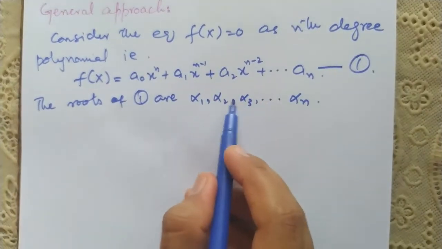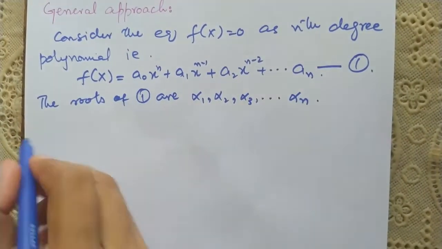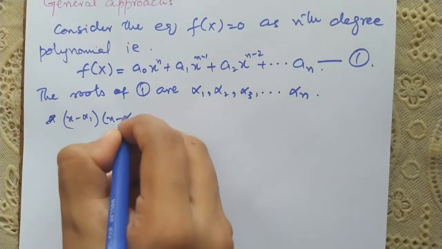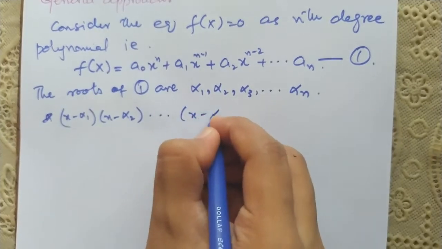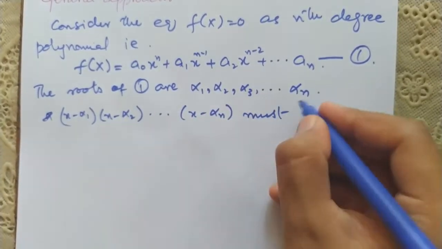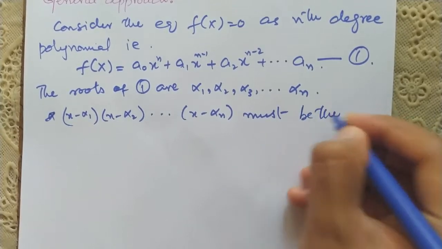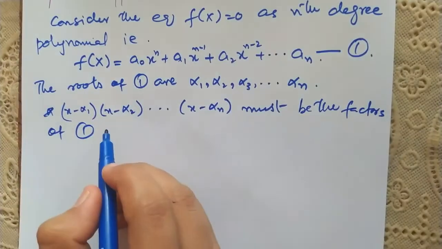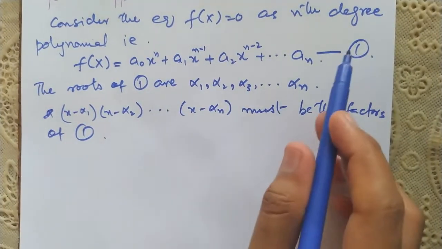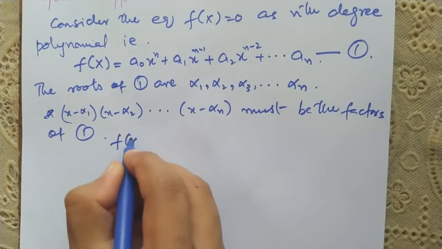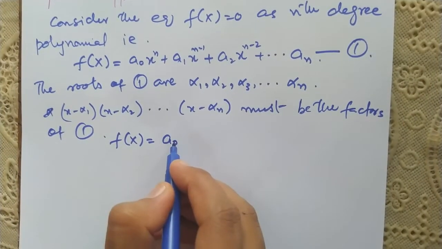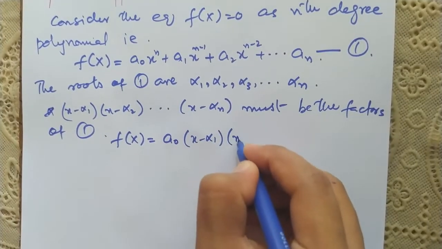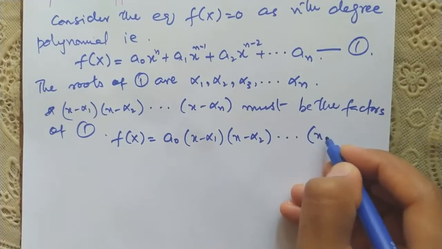And because alpha 1, alpha 2 up to alpha n are the roots of this equation, it means that x minus alpha 1, x minus alpha 2 up to x minus alpha n must be the factors of equation 1. And from the recent example, we can write equation 1 in the form of factors as f of x is equal to a naught, which is the coefficient of x power n, a naught times x minus alpha 1, x minus alpha 2 up to x minus alpha n.